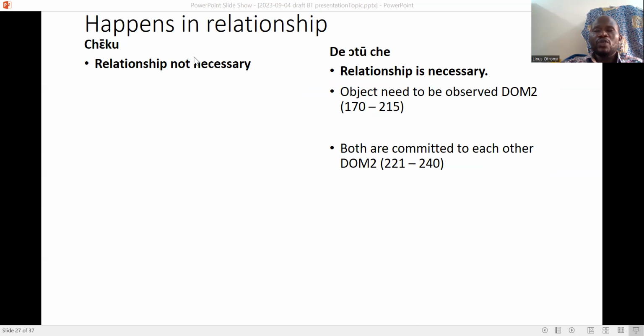Another important variable is whether it happens in a relationship or not. For cheku, relationship is not necessary. In fact, it can happen with a stranger that you don't know, because you people agree to do a particular thing. But Dotuche happens in a relationship, so relationship is necessary, because the object needs to be observed over time, and both of them are committed to one another.